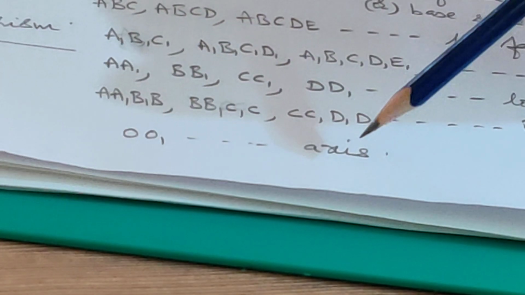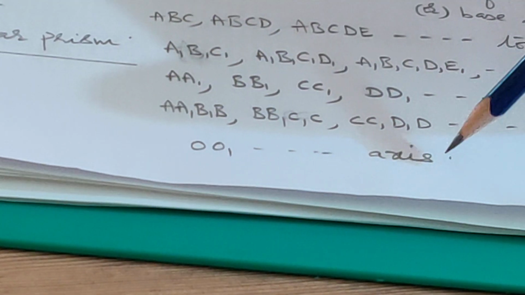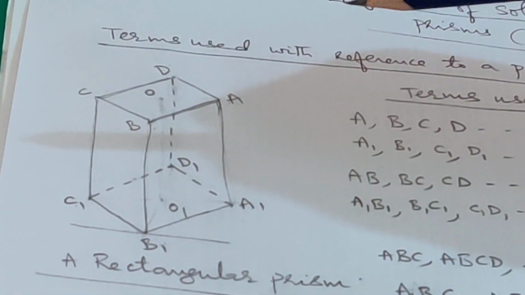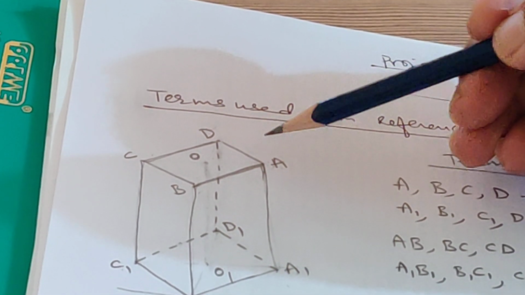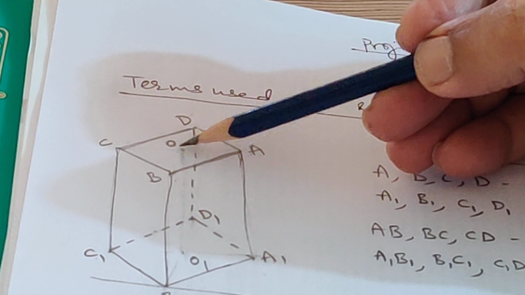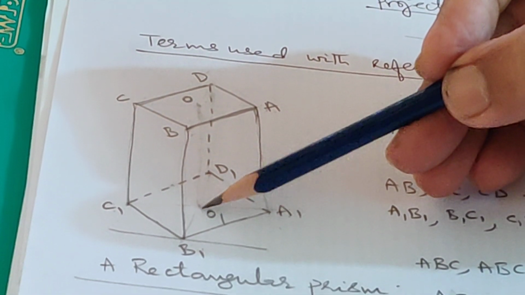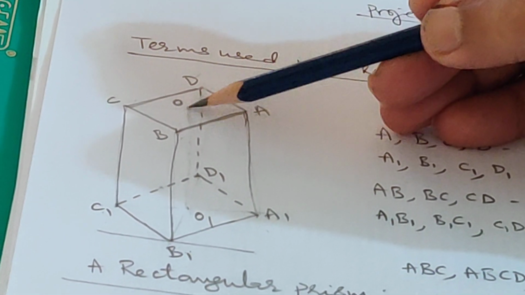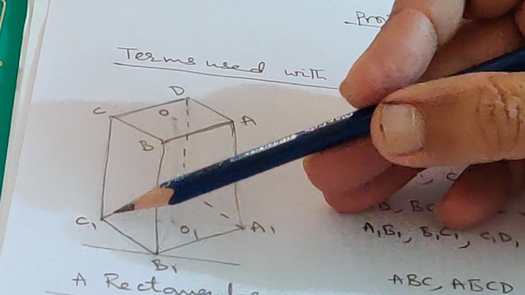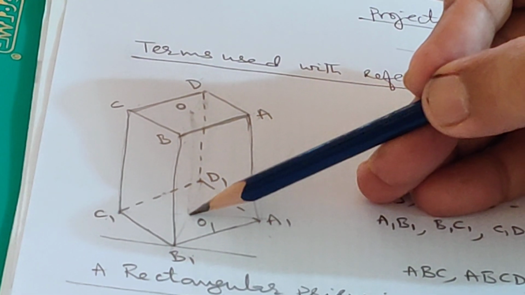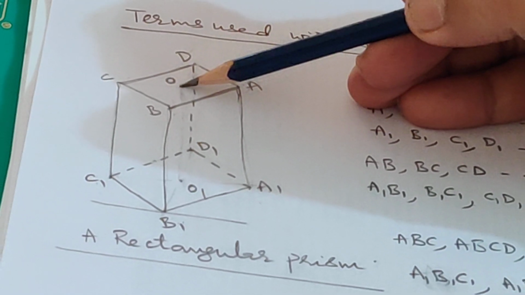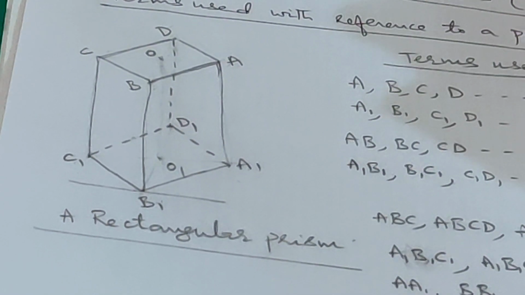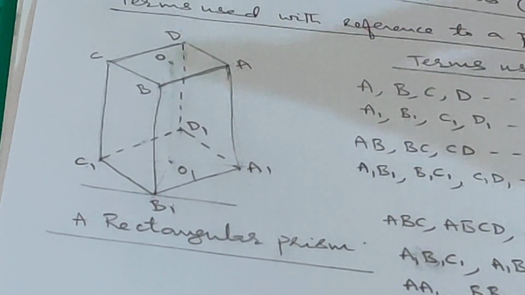And finally, the axis. As I mentioned already, axis is an imaginary line. It doesn't exist on the solid like these edges. So how do you get the axis? Axis you can get by connecting the center of the top face with that of the base. How do you get the center for a rectangle? You can just connect the diagonals. Wherever they intersect, you get the center. Similarly, for the base also, you can just connect the diagonals, you get the center. So, if you connect this O with O1 by an imaginary line, that becomes the axis of the prism. That's an imaginary line in fact.